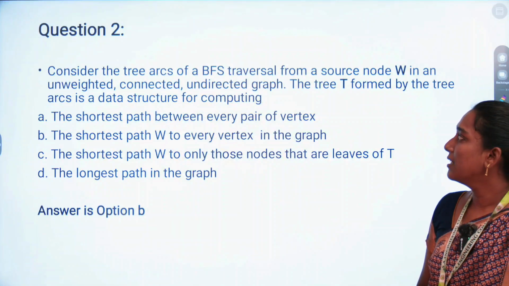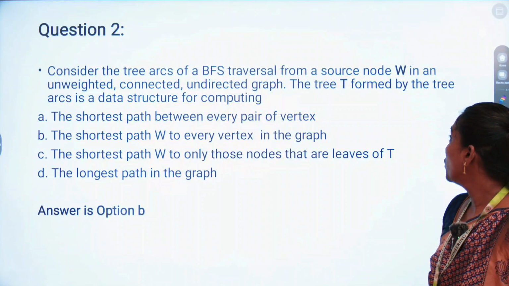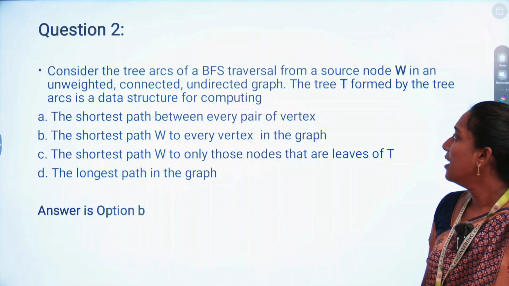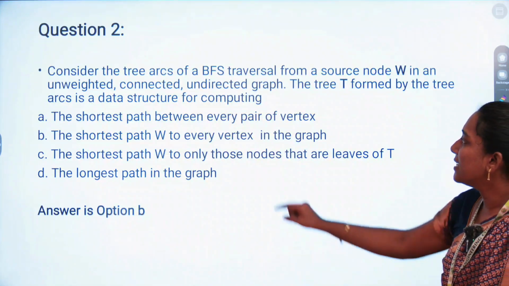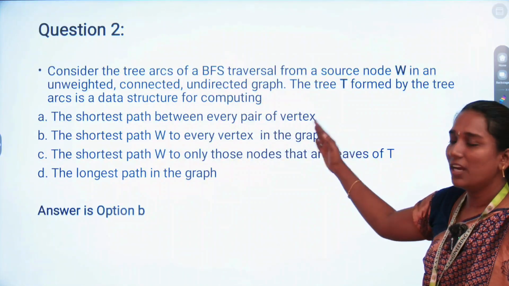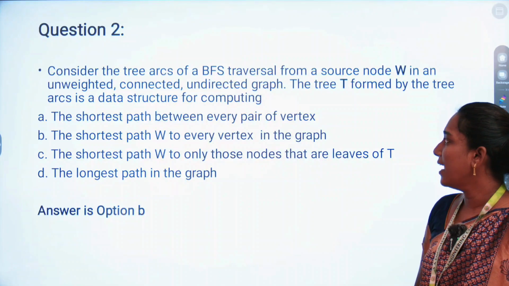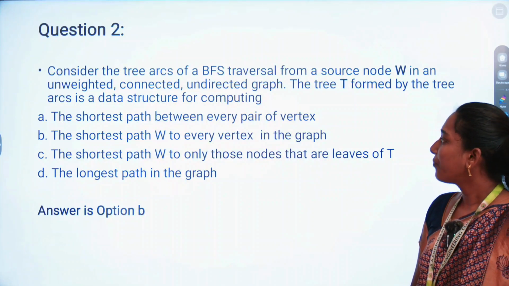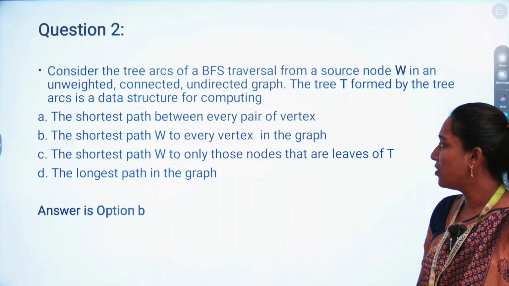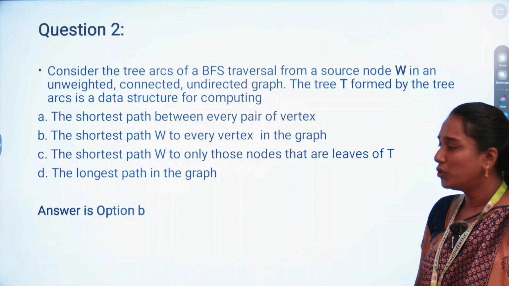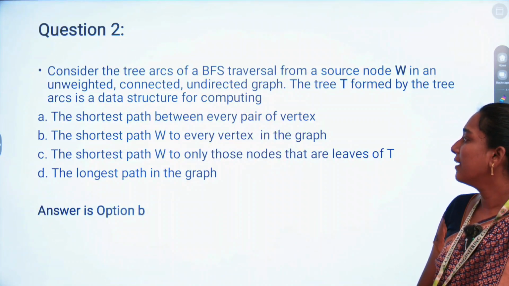Next, let us consider the tree arc of BFS traversal. From a source node W in an unweighted, connected, undirected graph, the tree T formed by the arc is a data structure for computing. Here are the four options listed. The first option is the shortest path between every pair of vertices. The second is the shortest path from W to every vertex in the graph. The third is the shortest path from W to only those nodes that are leaves of T. And the fourth is the longest path in the graph.